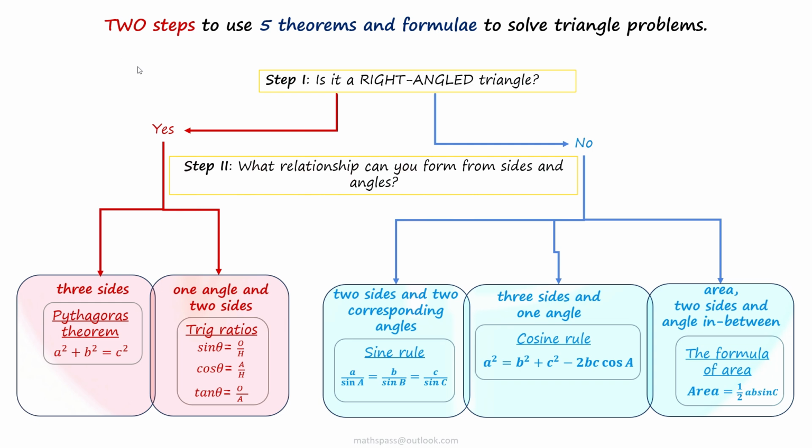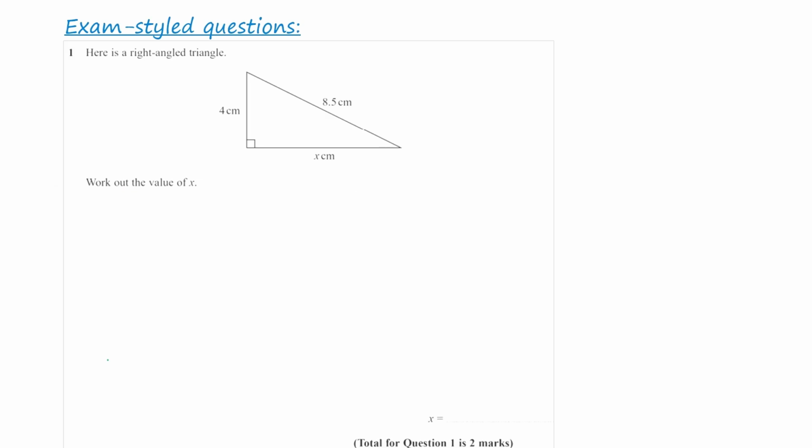This is a summary of what I have just said. Now let's look at some questions together to apply what I just said. Here is our first question. This is a right-angled triangle. That means we can use Pythagoras theorem or trig ratios.